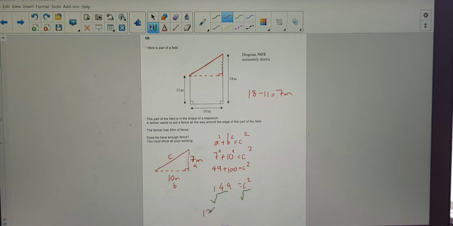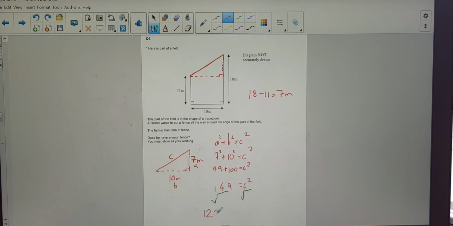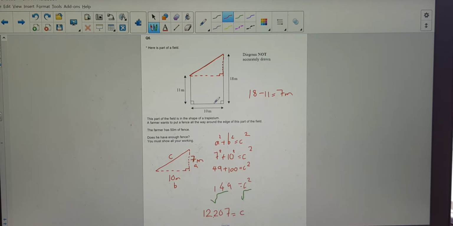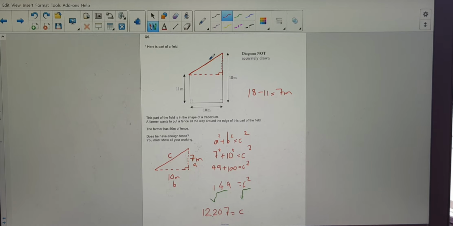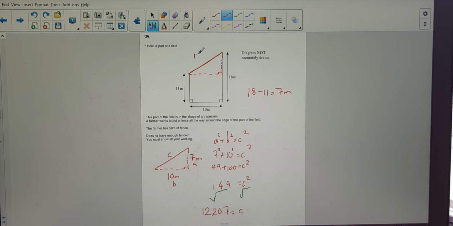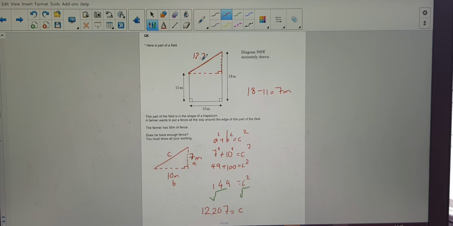So that length there is 12.207 to 3 decimal places. Yeah, that's what C equals. Let me just check my diagram, see if that sounds reasonable. Well, if this is 10 meters, this is 11 meters, yeah, 12 meters sounds reasonable. In the event it's like 100 or something, again, I'm thinking I've probably made a mistake. Okay, I've now worked out that this length here is 12.207.